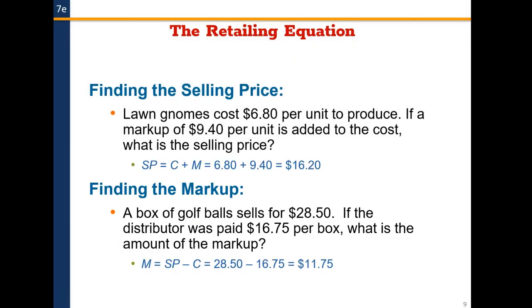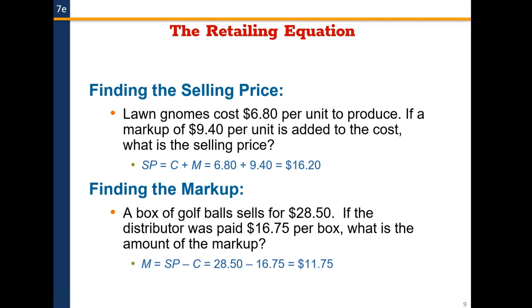Let's take a look at some practice problems. The first one is how to find the selling price. Lawn gnomes cost $6.80 per unit to produce. If a markup of $9.40 per unit is added to the cost, what's the selling price? So here we use selling price equals cost plus markup. So $6.80 plus $9.40, the selling price is $16.20.